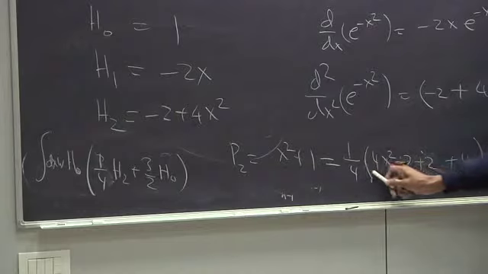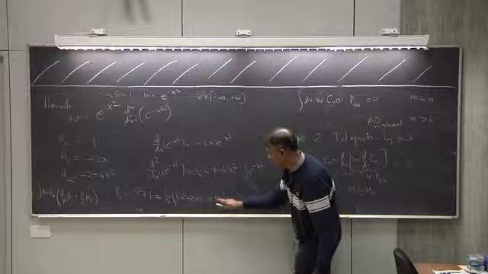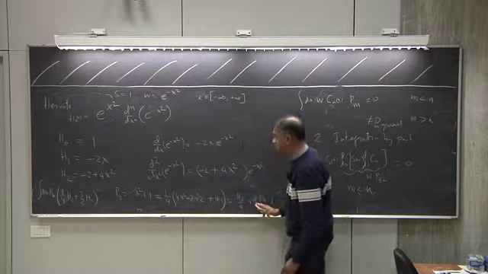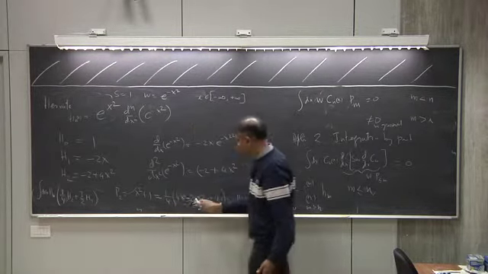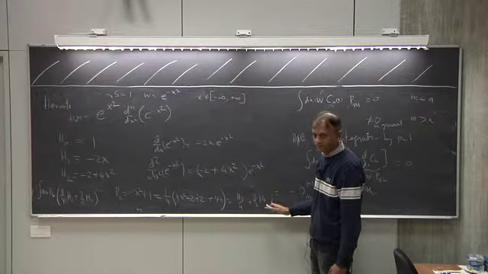So, 4x square minus 2 is h2. So, from this term you get h2 divided by 4. And then what is left over is 4 plus 2, 6 divided by 4, which is 3/2, times h0, because h0 is 1. So, I can write this polynomial as a linear combination of h2 and h0, right.